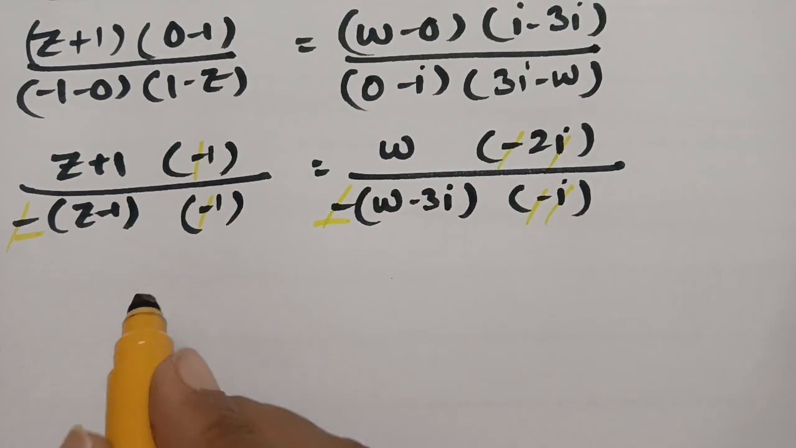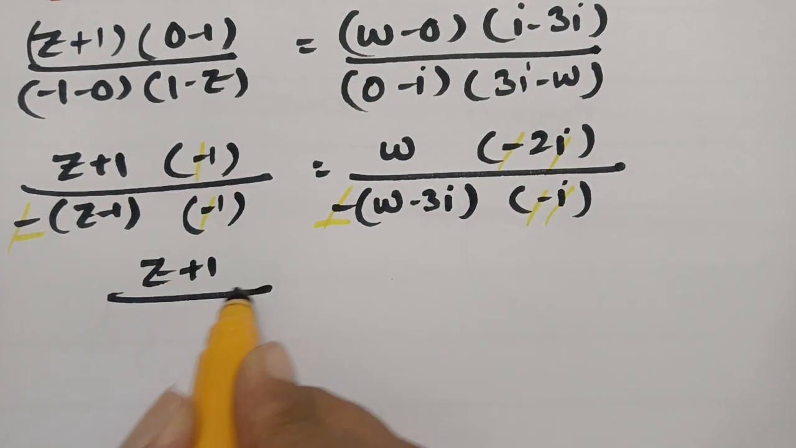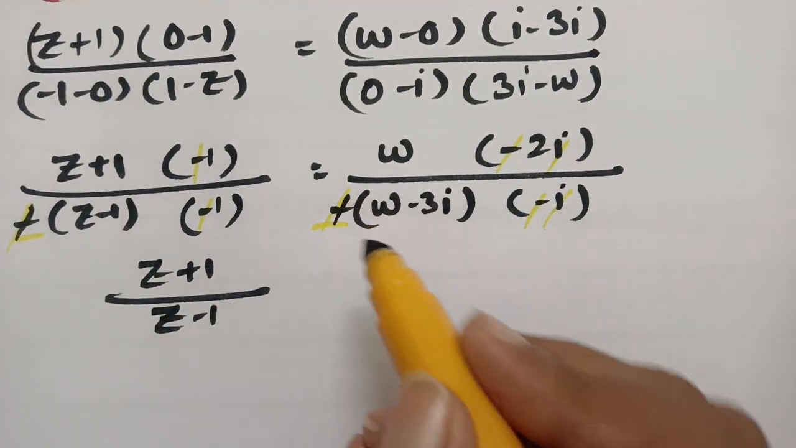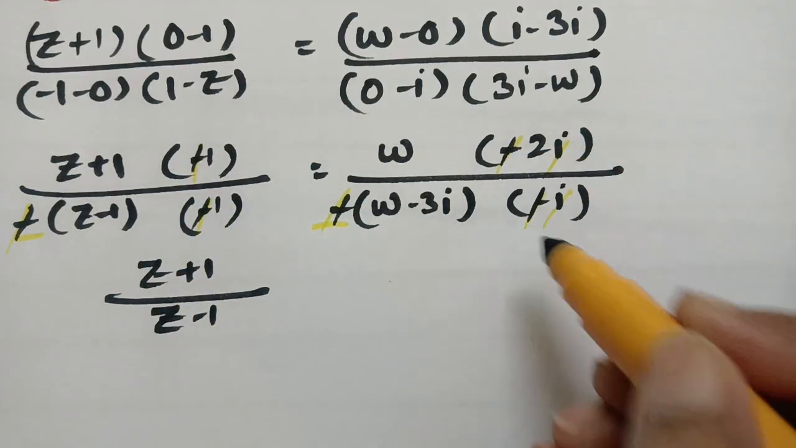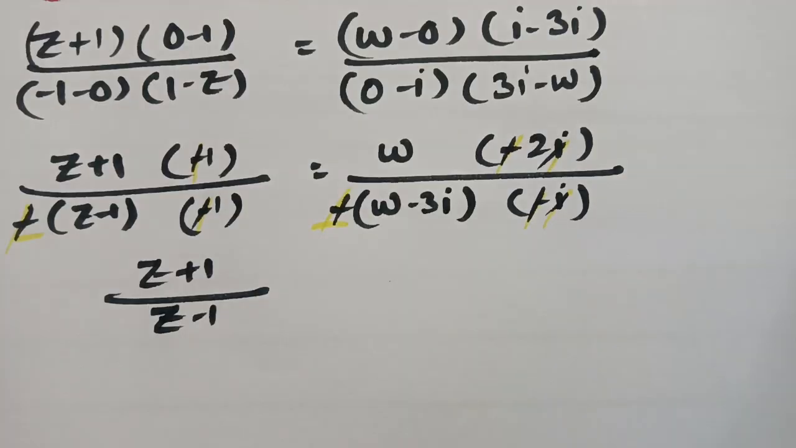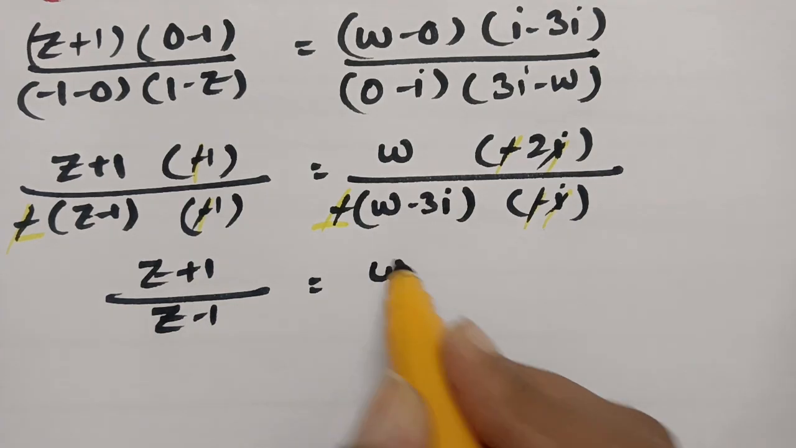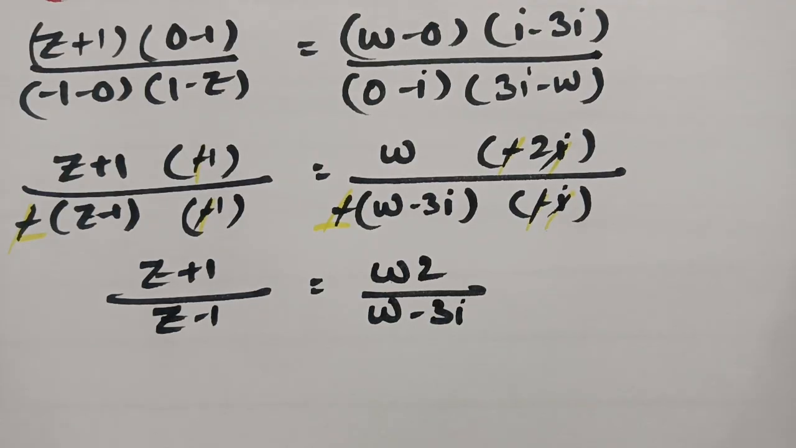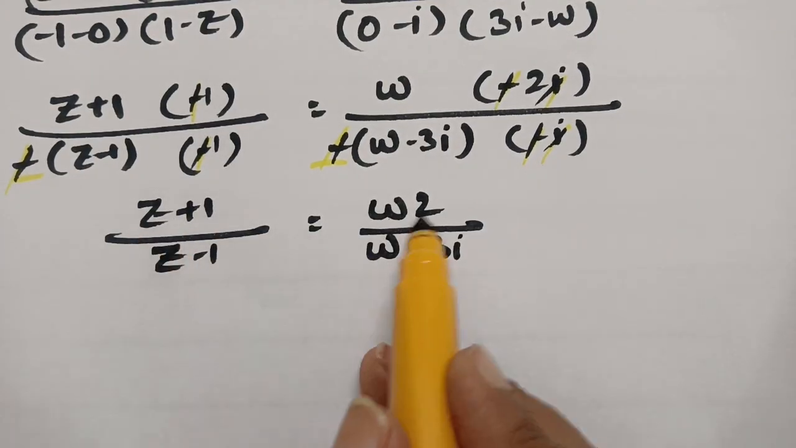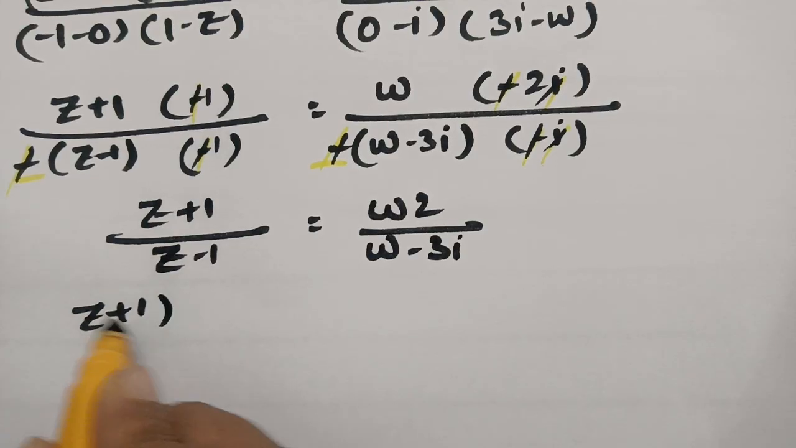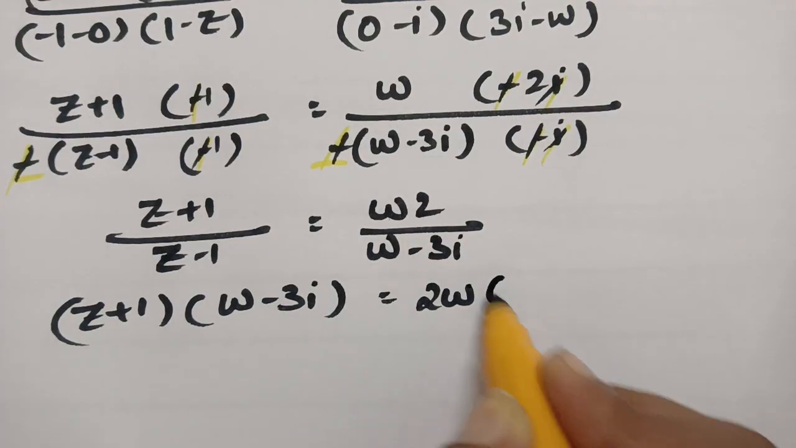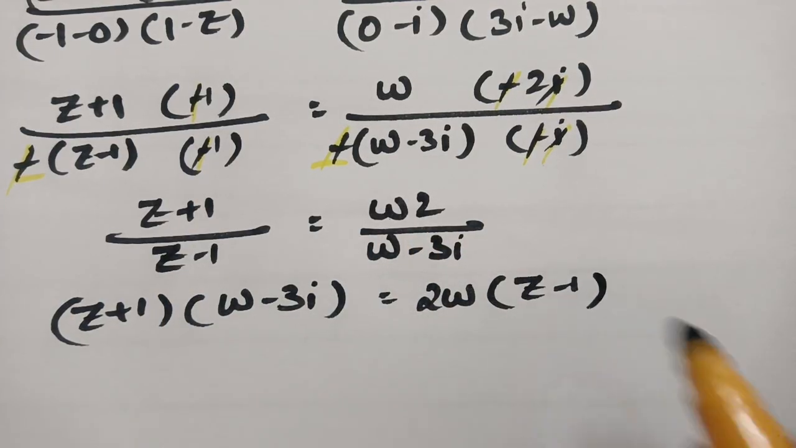So after cancelling, what happens here? So this will be z plus 1 by, here, this is z minus 1. If you see, I can cancel this minus and this minus, this minus, this minus. So this is minus and minus, and even I can cancel this plus i and minus i. So here z plus 1, this is z minus 1. Here this value is w into 2 divided by, this is w minus 3i. Now I am going to cross multiply this one. So this is z plus 1 into w minus 3i, and this value is 2w into, if I cross multiply, this will be z minus 1.